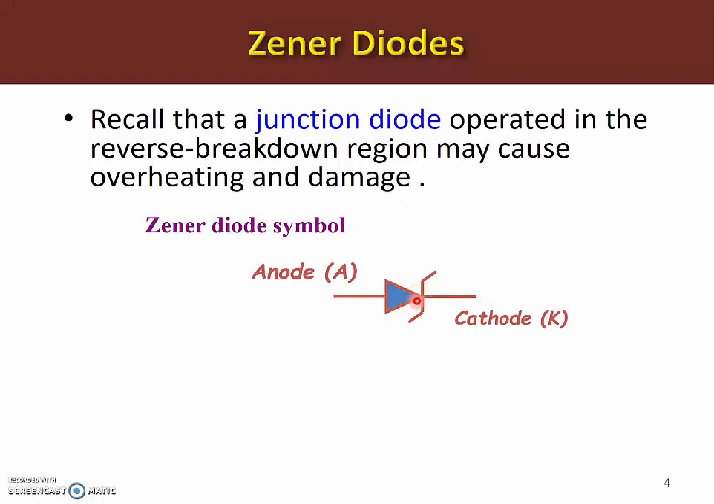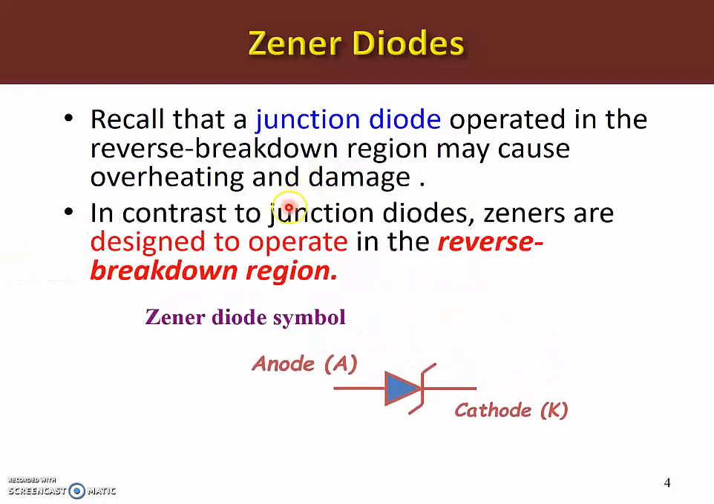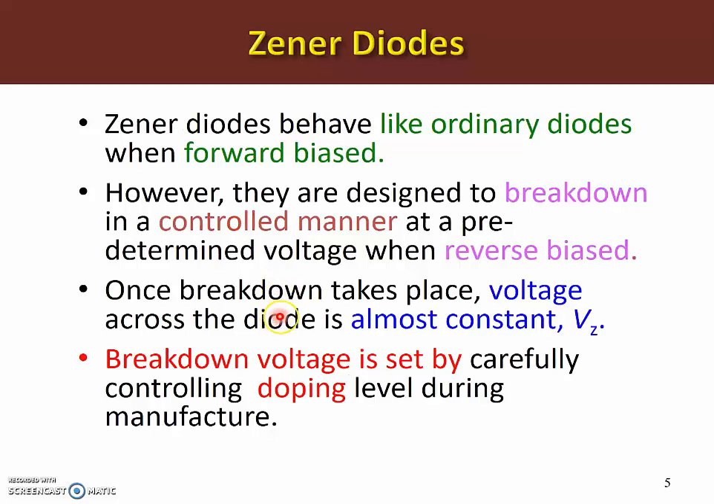For an ordinary PN junction diode, if the reverse bias voltage is higher than the breakdown voltage, the diode can be overheated and damaged. But a Zener diode is purposely designed to operate in the reverse breakdown region. Once it enters this breakdown region, the voltage across the Zener is almost constant. We call it the Zener voltage, labeled as Vz.